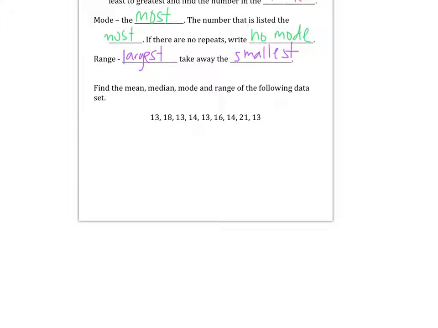I'm going to change colors here. And so I'm going to write 13, 13. Write that a little bit better. There we go. 13, because I see 1, 2, 3, 4 13s. I see 2 14s. And then I see a 16, an 18, and a 21.